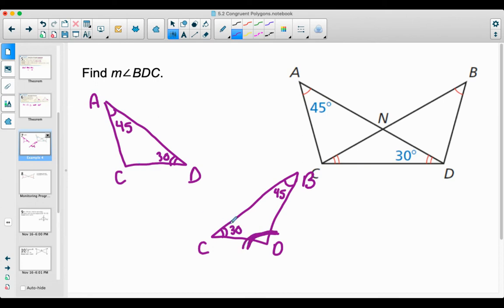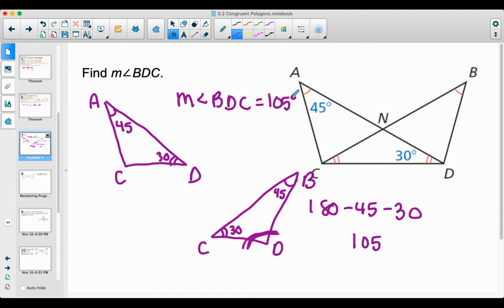But because I know that this is 30 and this is 45, I can just subtract that from 180. So 180 minus 45 minus 30. And when we calculate that, 180 minus 75 essentially gives us 105. So the measure of angle BDC is equal to 105 degrees. And we know that because we used our fact that the three angles add up to 180 degrees.